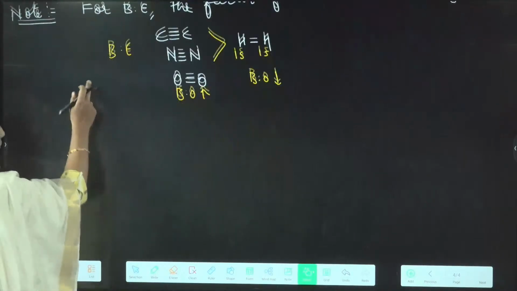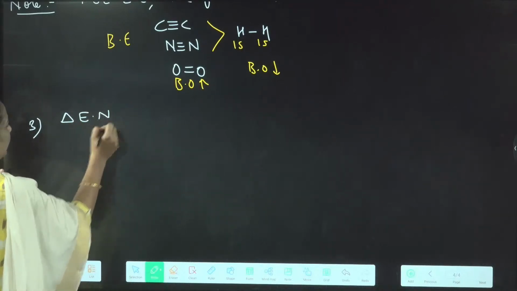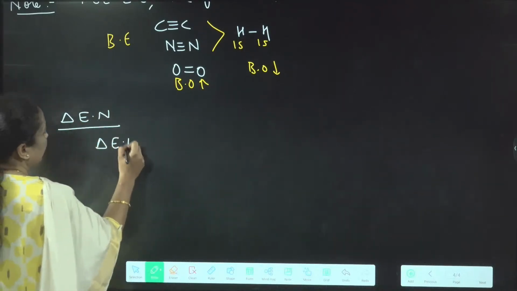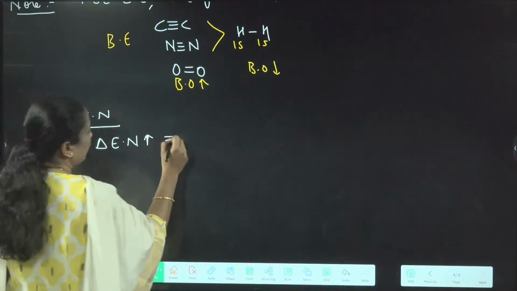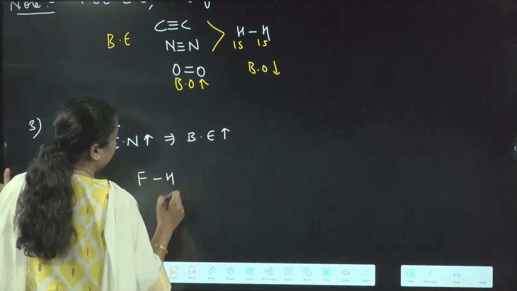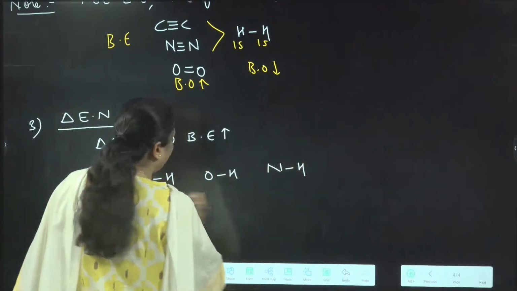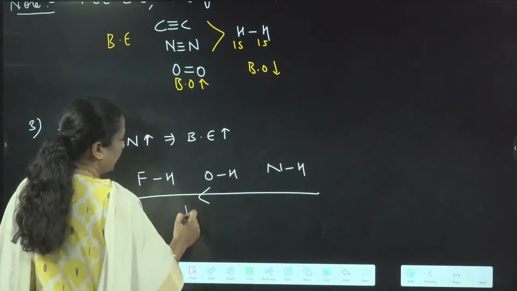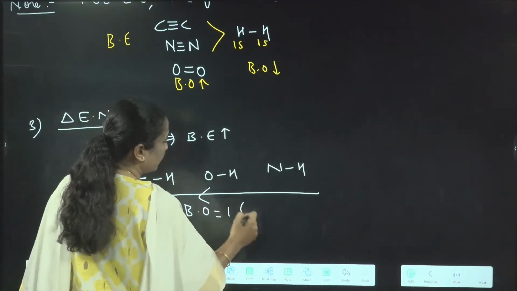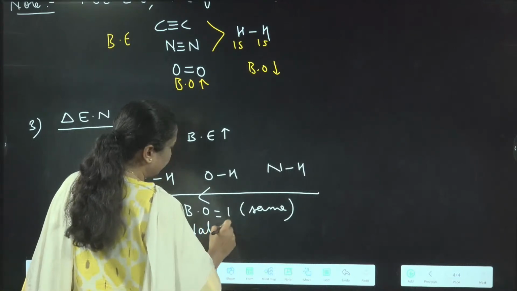Hopefully written now. Let us go for the third factor, which is delta EN. So if delta EN increases, you know what is going to happen? Bond energy is going to increase. Suppose I am taking the example of FH, OH, and NH, right? Now, are you able to see when I am moving from here, for all of them bond order is 1, which is same. And here nature of bond is also same.